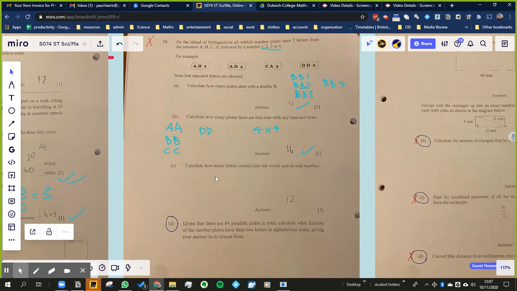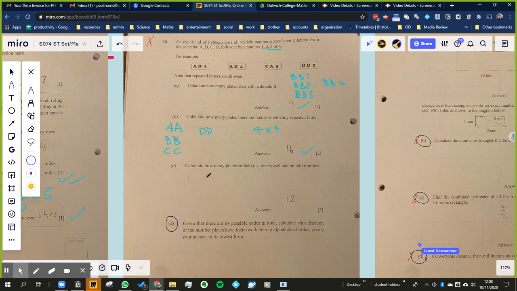It then says, calculate how many plates contain just one vowel and an odd number. Right, well, let's look at the vowels. Just one vowel. Well, the only vowel in here is A. So we're going to have to look at all the different combinations of A. Well, we could have AB, BA, AC, CA, AD, or DA.